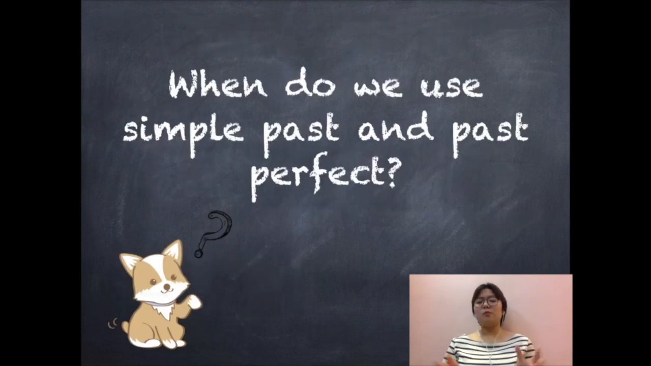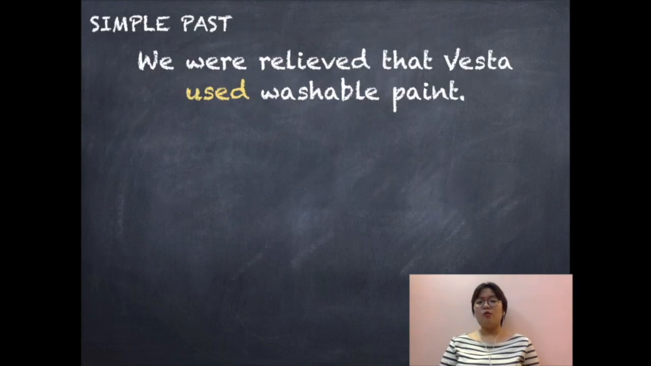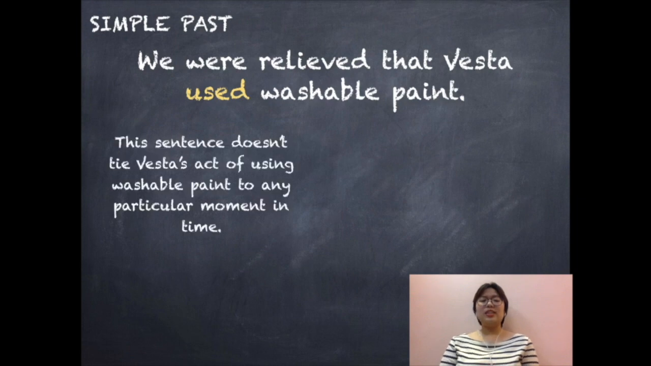So when do we use simple past and past perfect? Let's consider these two sentences. For the simple past, we were relieved that Vesta used washable paint. And for the past perfect, we were relieved that Vesta had used washable paint. For the simple past, this sentence doesn't tie Vesta's act of using washable paint to any particular moment in time. It just said it happened. It didn't really say that there was another past action that occurred right after.